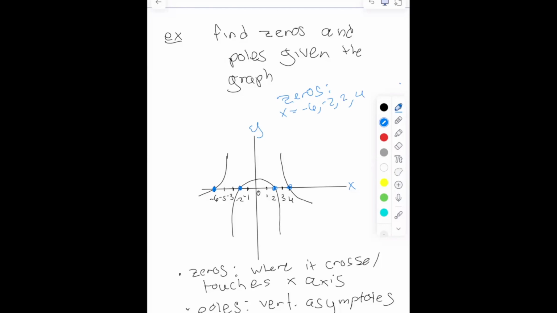And then let's try and identify where our vertical asymptotes are. It looks like we have these branches here that approach this line right here, and they approach this line right here. I'm drawing them dashed to represent that these are asymptotes. And it looks like they cross the x-axis at 3 and -3. That will be where our holes are. And our holes will be x equals -3 and 3.